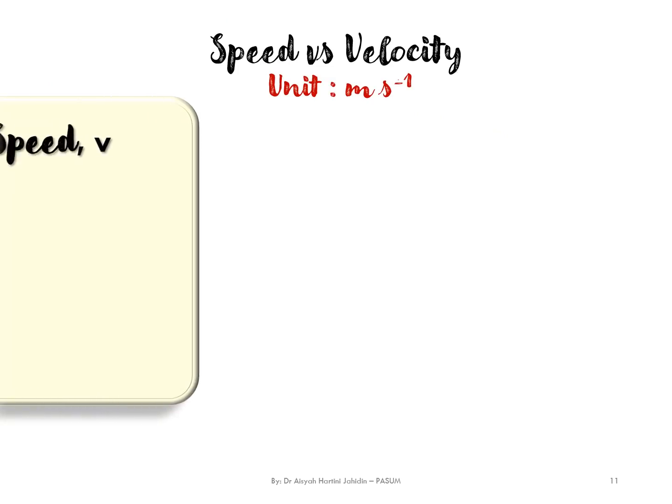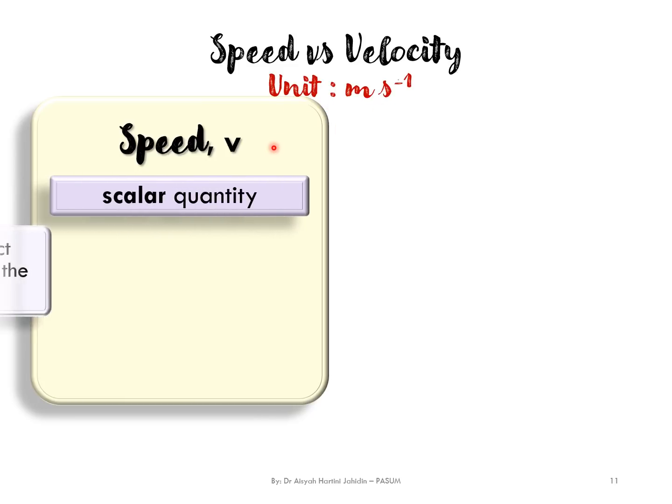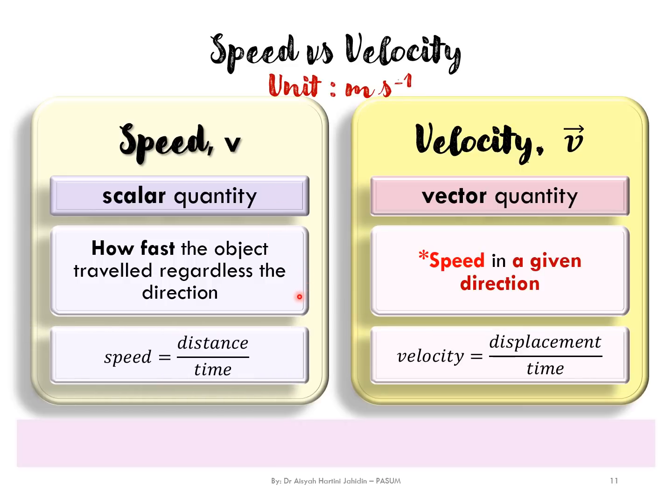Speed and velocity. The SI unit is meter per second. Speed is a scalar quantity which refers to how fast the object travelled regardless of the direction, and we can get the speed by using this formula.